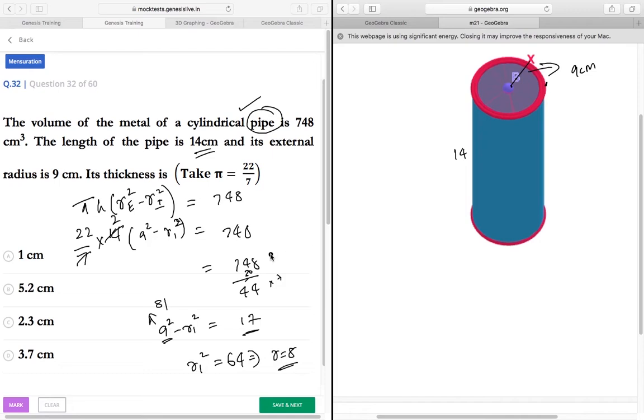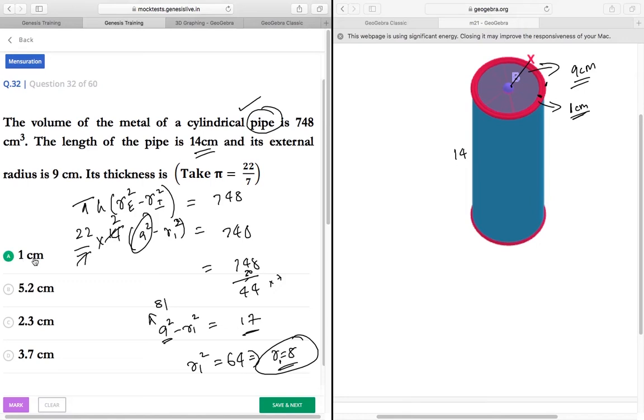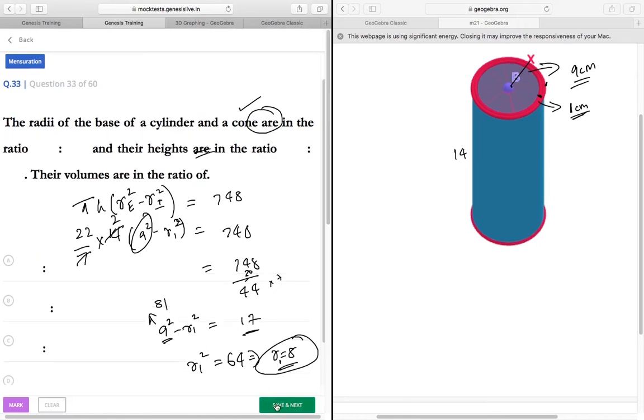Great. Now the internal radius I have got, which is equal to 8. What is the external radius? External radius we've already used, that is 9. Then what is the thickness? If internal radius is 8 and external radius is 9, the thickness has to be 1. 9 minus 8, 1 centimeter. That's your answer. Option A. Let's go to the next one.